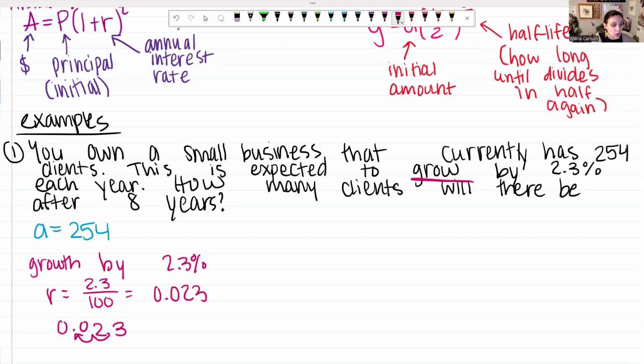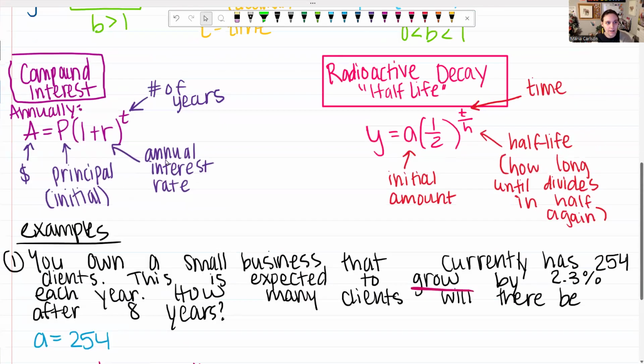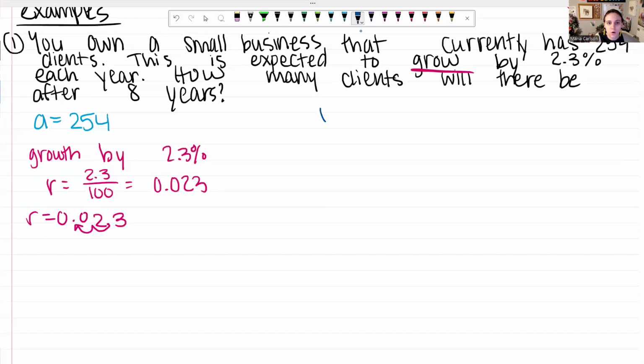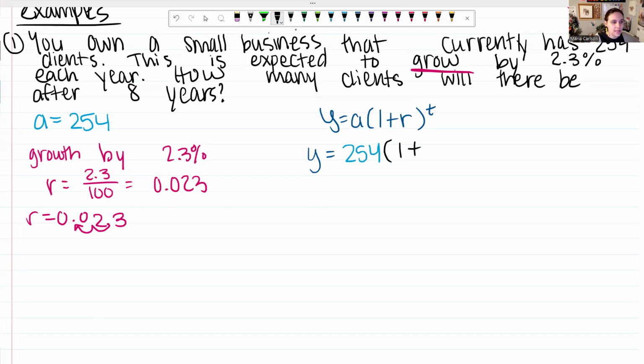So it will be moved to the left to become 0.023. All right, so this is our r value, which is going to be then added on to 1 because this is exponential growth. So our formula is y equals a times 1 plus r to the t. A is 254. So the equation that I'm going to write to help me with this is y equals 254 times 1 plus that rate we just found, which was 0.023, raised to the t power. So this equation models the entire relationship.